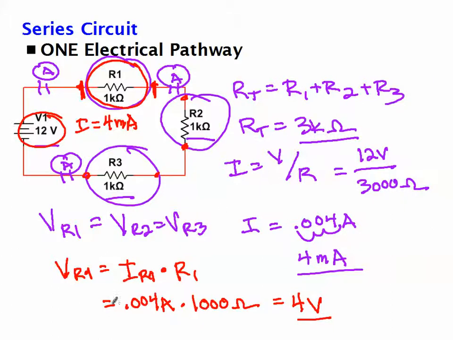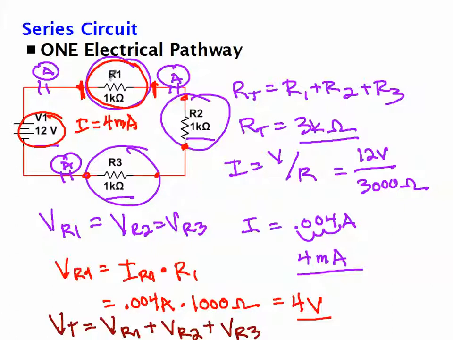Kirchhoff's voltage law, simply and mathematically stated: the total voltage is the sum of the voltage drops across all resistors in a series circuit. So VR1 plus VR2 plus VR3 will equal your total supply voltage.